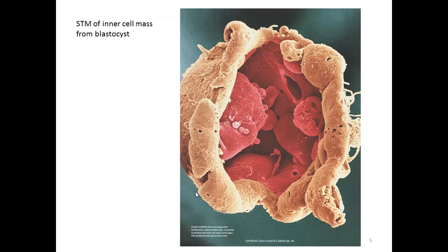And on this slide, we see a scanning tunneling image, which is not showing too much new information, but just to see, here's the inner cell mass. It's a false color image, but I think it gives you a better feel for what this might look like.